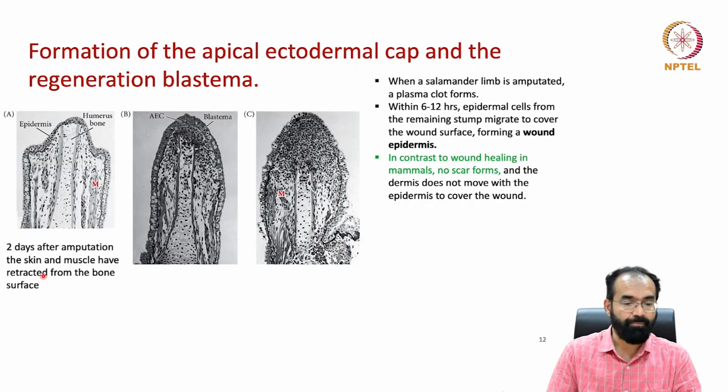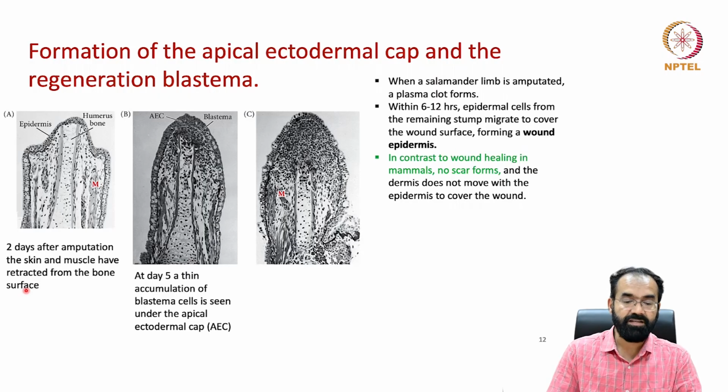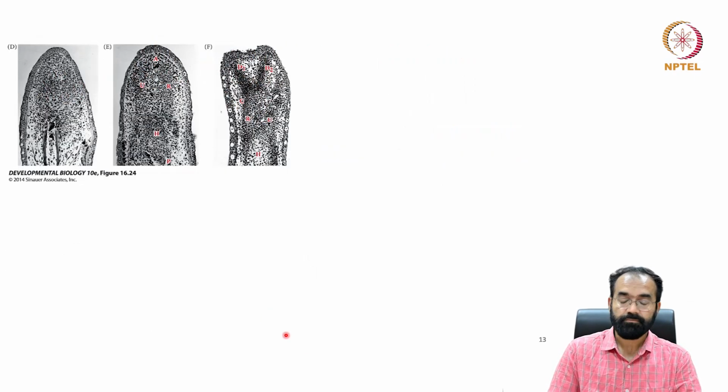2 days after amputation, the skin and muscles have retracted from the bone surface, and at 5 days, a thin accumulation of blastema cells is seen under the apical ectodermal cap, and at 7 days, a large number of mitotically active blastema cells are seen distal to the humerus.